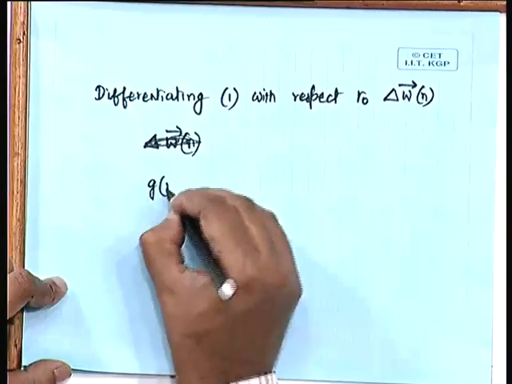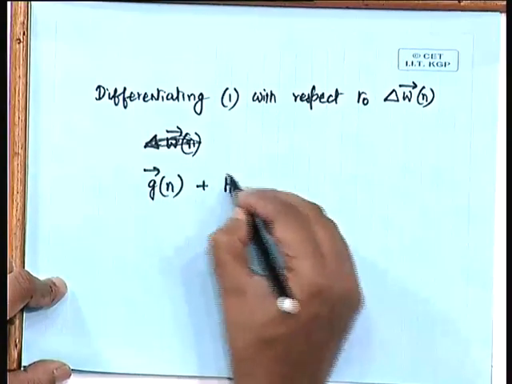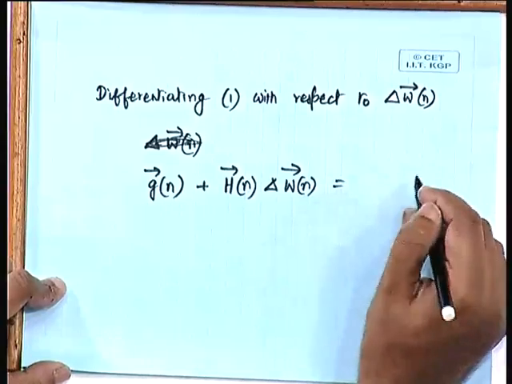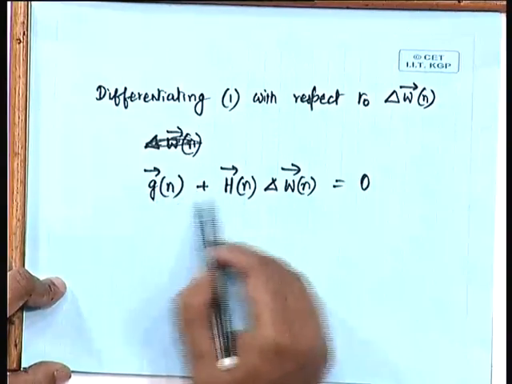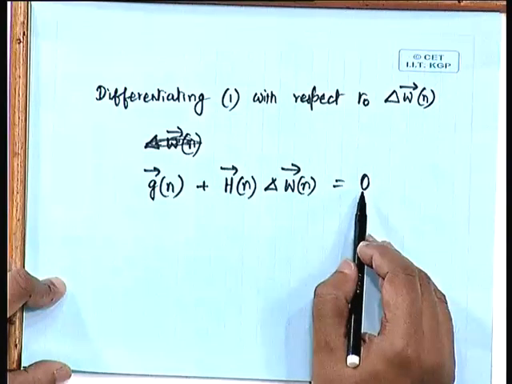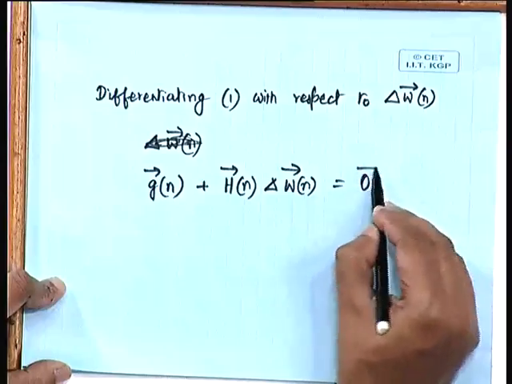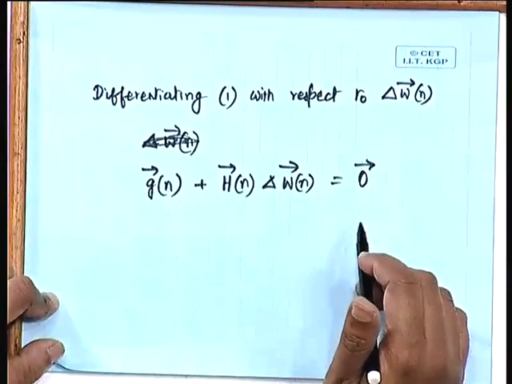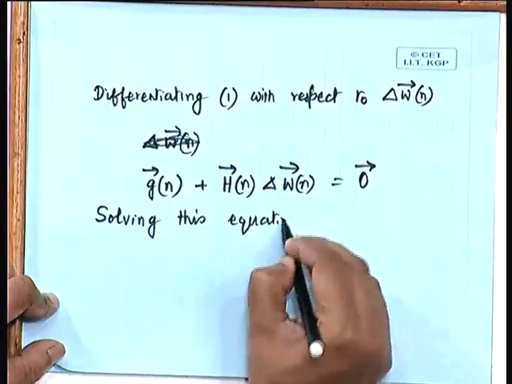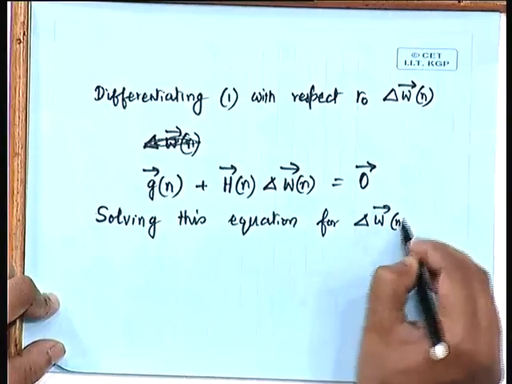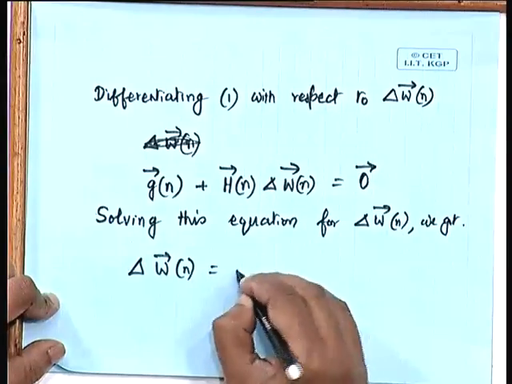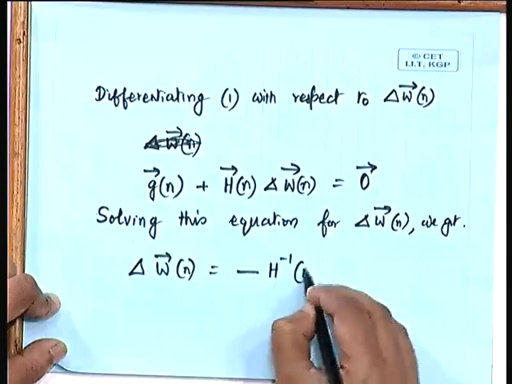Then we get this expression G n plus H n delta W n, and this must be equated to 0. In fact, G n is a vector, H n delta W n also leads to an m dimensional vector. So, this 0 that we are writing is going to be an m dimensional 0 vector. That is why I am putting the vector notation here, and solving this equation for delta W n, we get delta W n is equal to minus of H inverse n, G n.